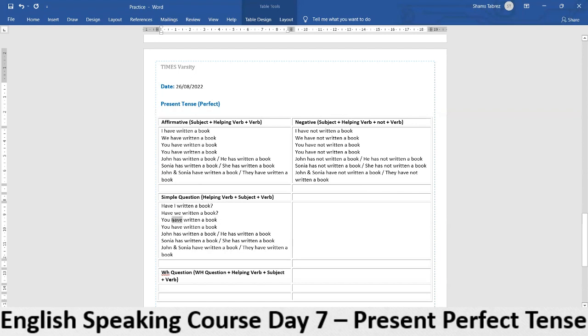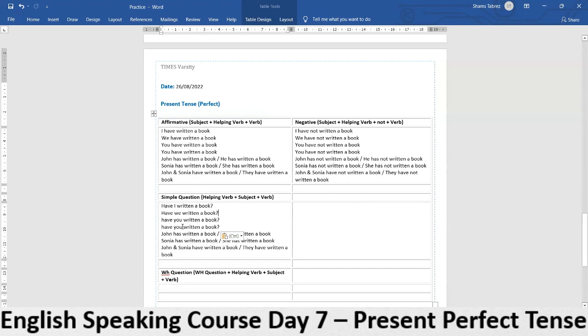And take this helping verb and place it here and make the y small. The same thing is applicable, but we need to add a question mark to it. So have you written a book? Have you written a book, right? And now tell me what to do here.